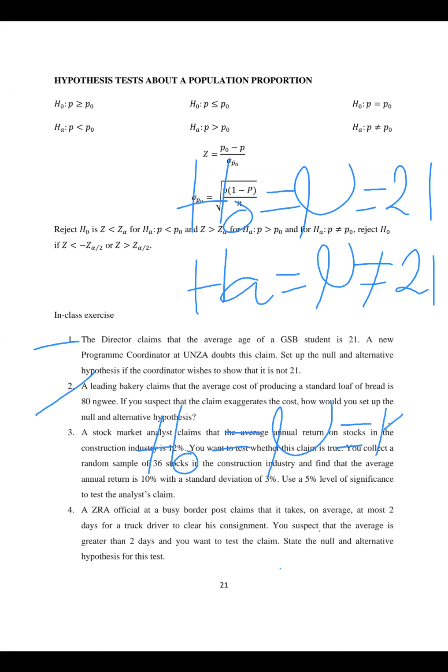0.80. Okay, 18 ngwee is the same as kwacha 0.80, right? Okay, this is our null hypothesis. Then our alternative hypothesis shall be mu is not equal to kwacha 0.80, meaning mu is not equal to that. Okay, so basically that's about that.